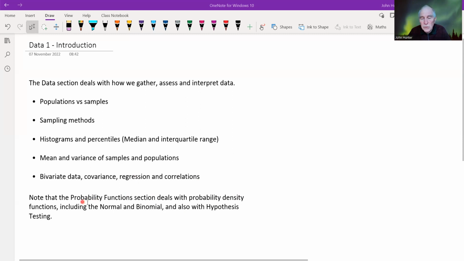All this leads on to stuff about probability functions, which is in the next section. Okay, so hopefully that's given you a bit of an idea as to what we're going to be covering in this section, and I will see you in the next video.